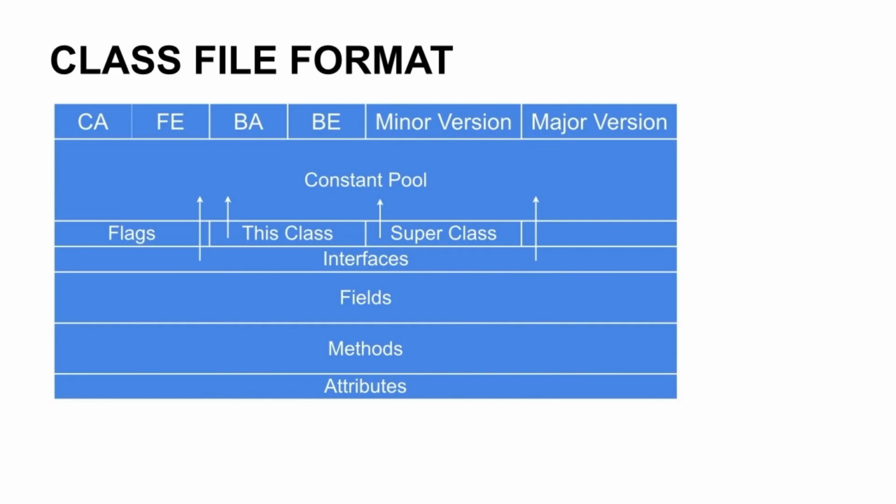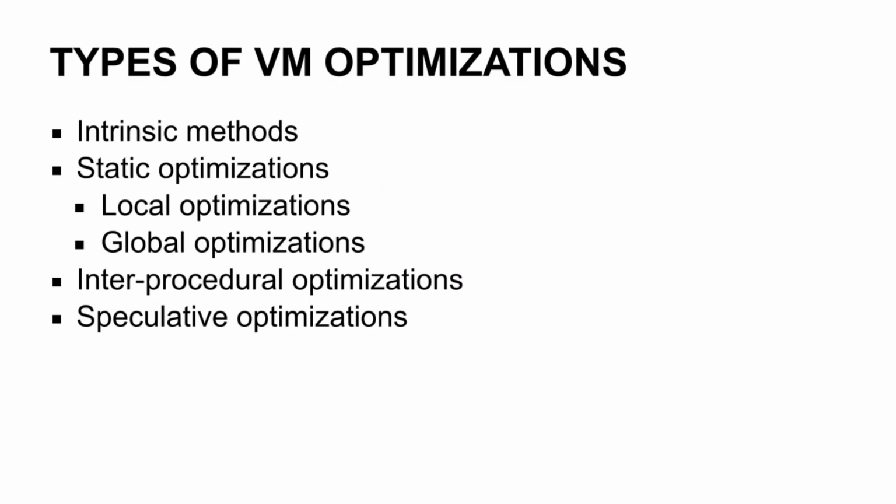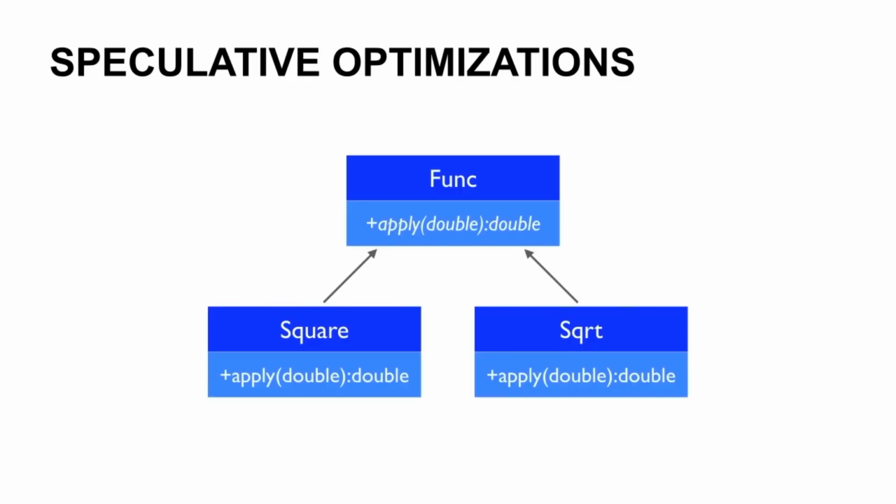We're also going to learn about the class file format and what a class file looks like, and about the Java bytecode. But mostly we're going to focus our attention on the types of optimizations the just-in-time compiler performs. We're going to talk about intrinsic methods and static optimizations, both local and global, and inter-procedural optimization, and speculative optimizations, and all the various tricks that the VM has to make dynamic calls run fast.